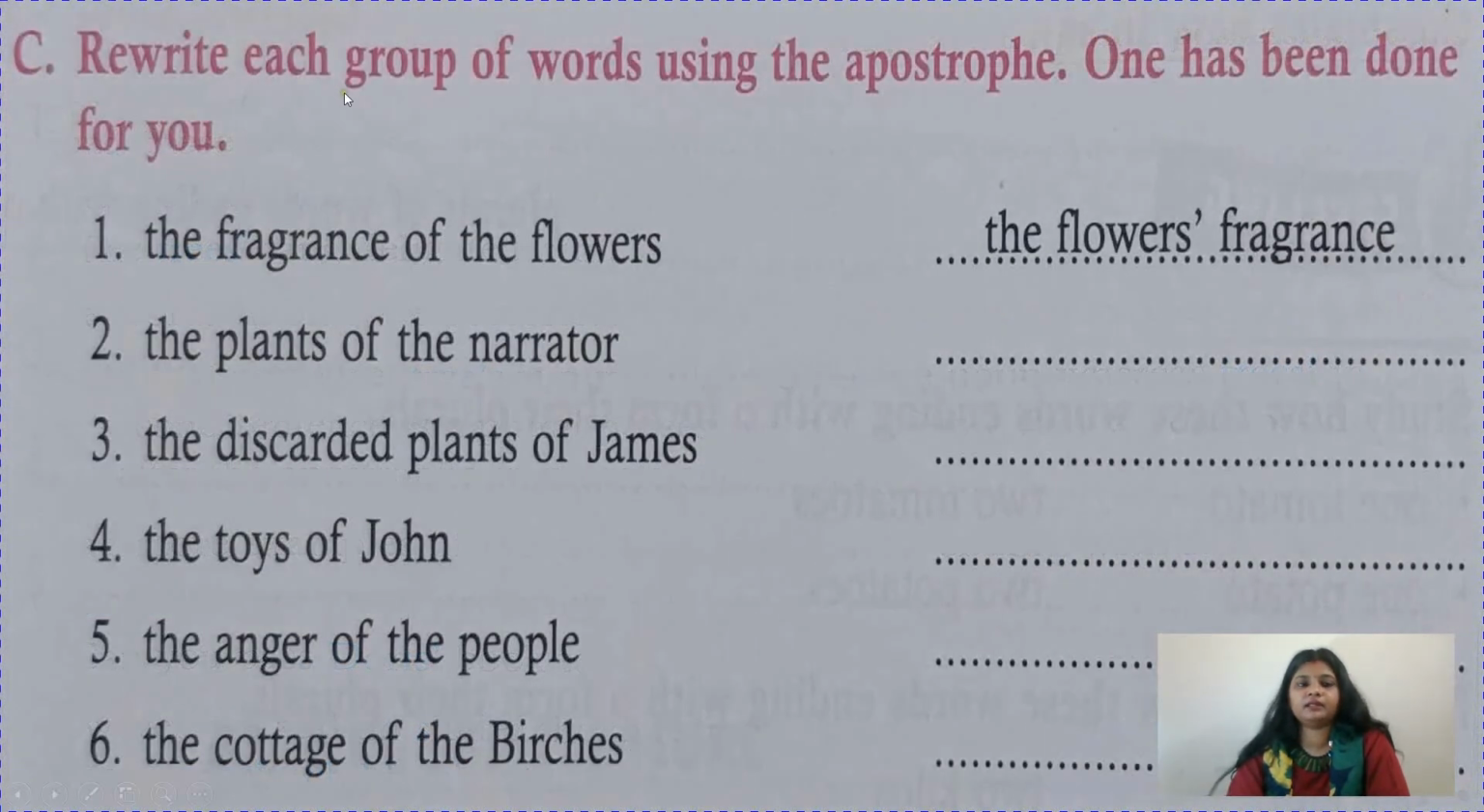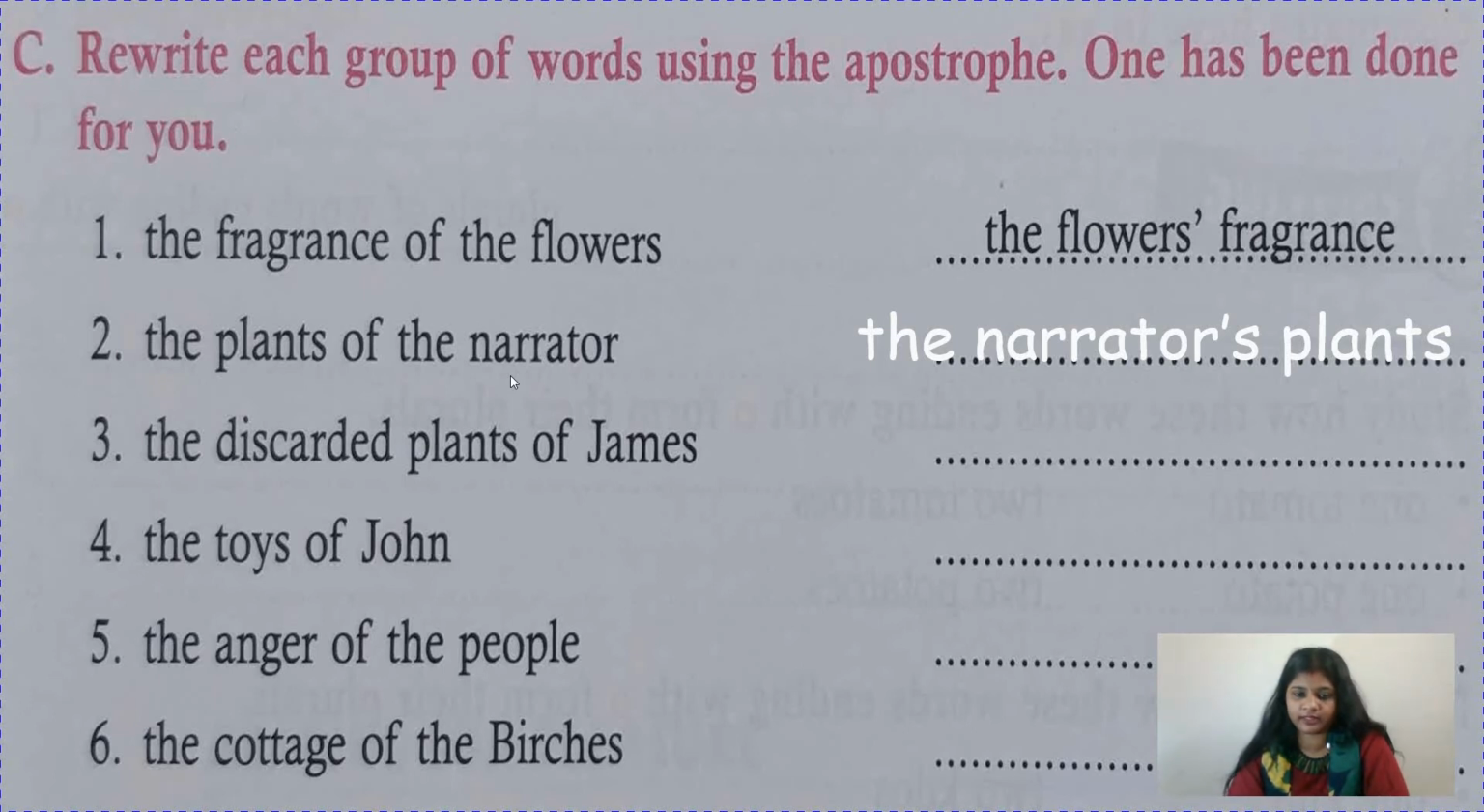Now rewrite each group of words using the apostrophe. One has been done for you: the fragrance of the flowers. So you have to write belongingness. So the flowers' fragrance. See, children, why have we given the apostrophe at the end? Because we are talking about plural flowers. Okay. The plants of the narrator. Narrator is singular, so we have to write apostrophe and then S. The narrator's plants. The discarded plants of James. See, children, in James the S is already given, so the apostrophe will go at the end.